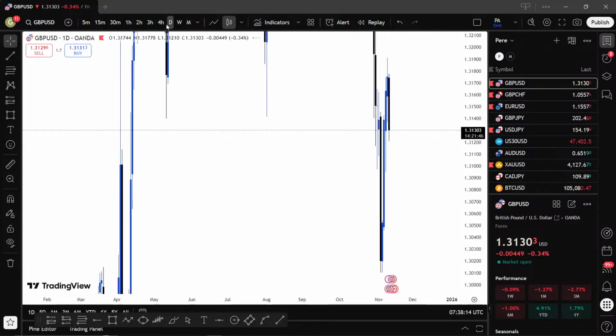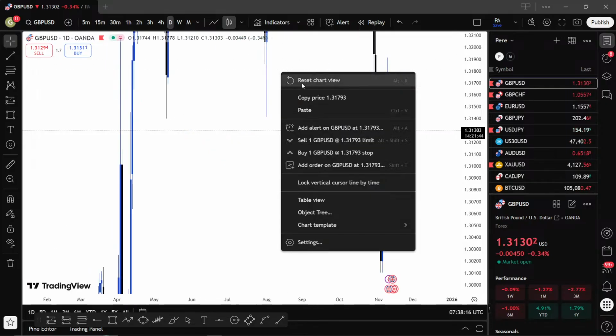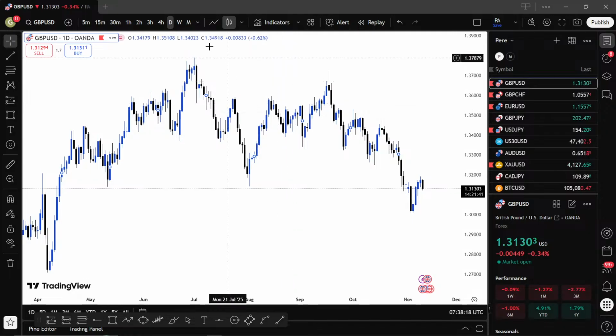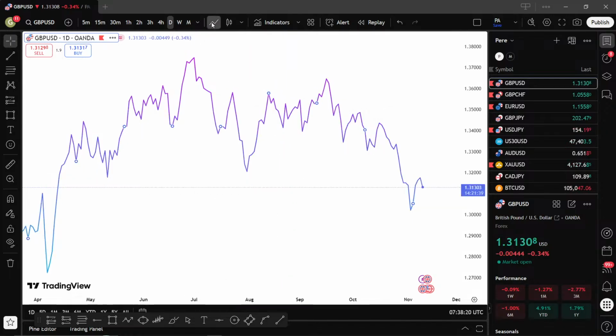So I'm going to jump over to the daily time frame, and once I'm on the daily time frame, I'll change over to the line chart. Now the reason I like using the line chart whilst identifying support and resistance is that it makes it very easy for you to identify the right levels. With the line chart, you can easily spot the right support and resistance level in the market. That will make trading very much easier for you.